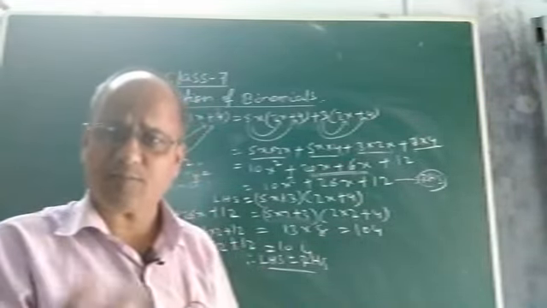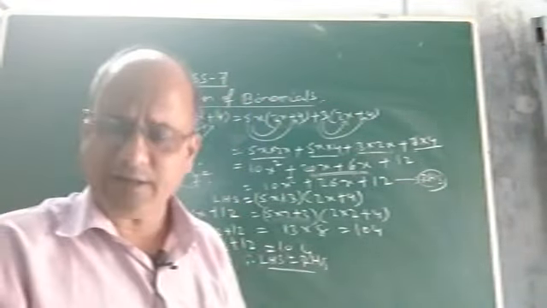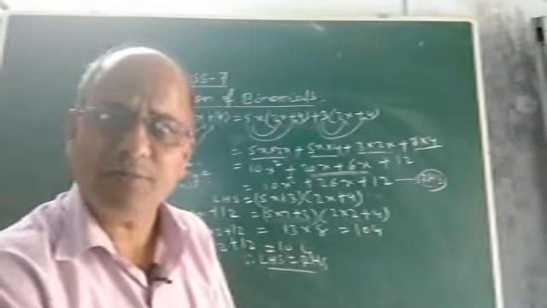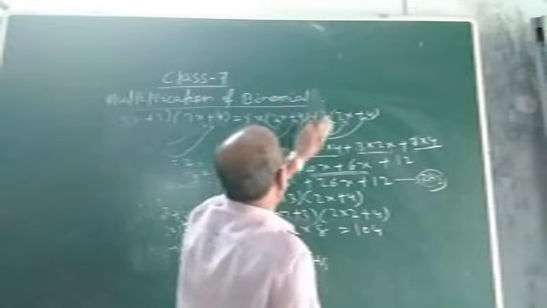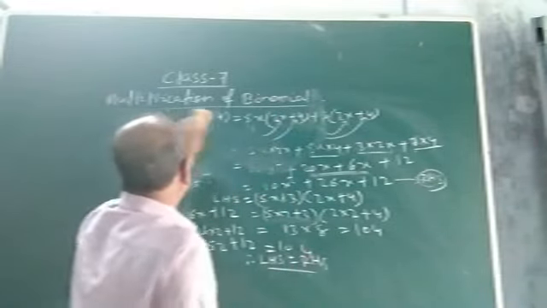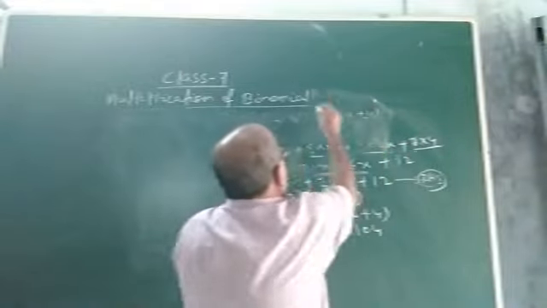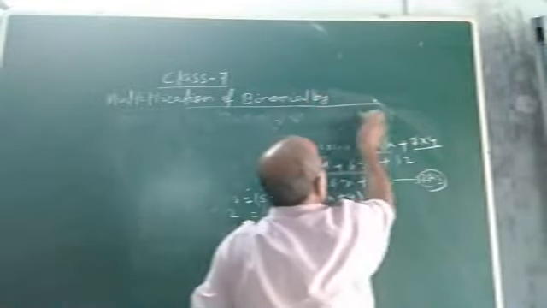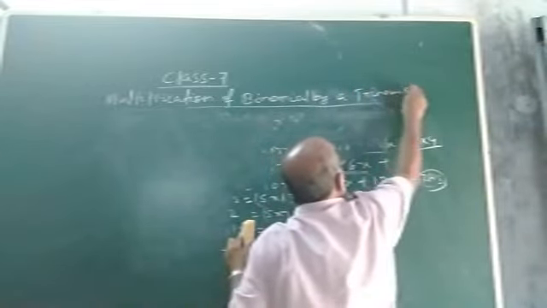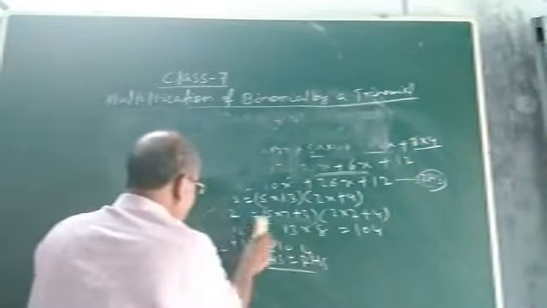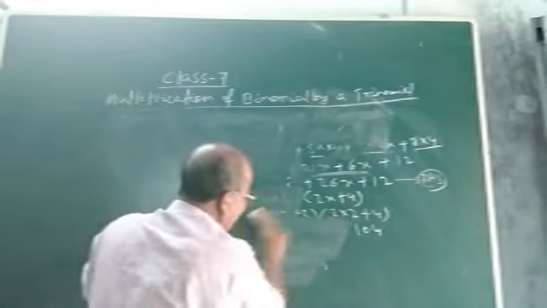Now we will discuss the next part of this chapter, that is how to multiply a binomial by a trinomial, means a binomial and a trinomial. Let us see multiplication of binomial and trinomial. Let us see how a binomial is multiplied by a trinomial. The same procedure we will follow to multiply a binomial and a trinomial.